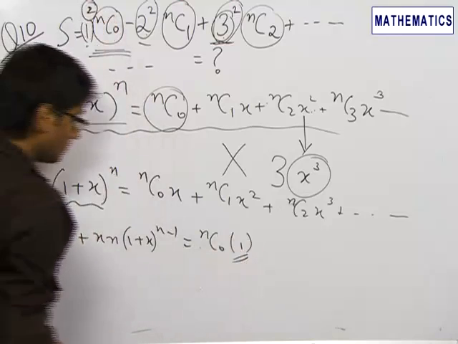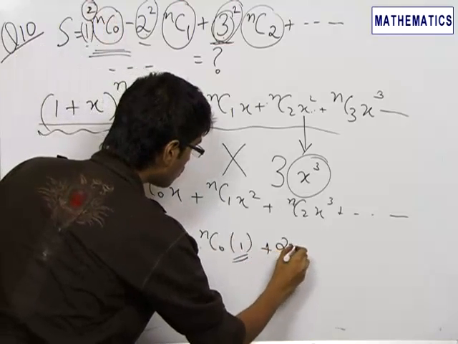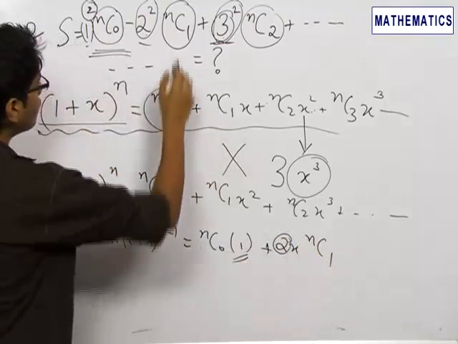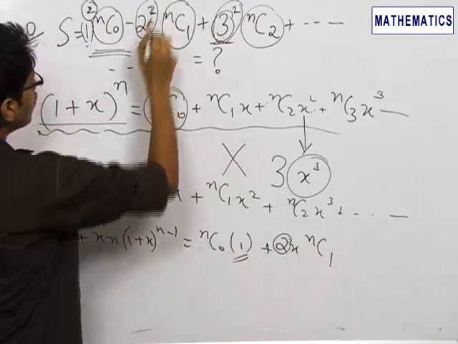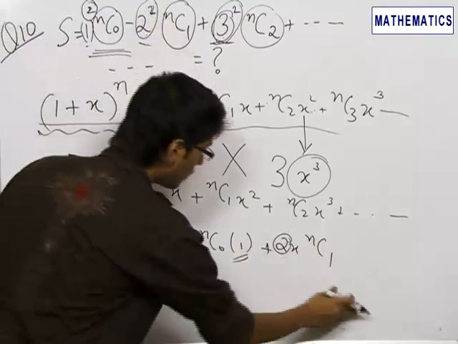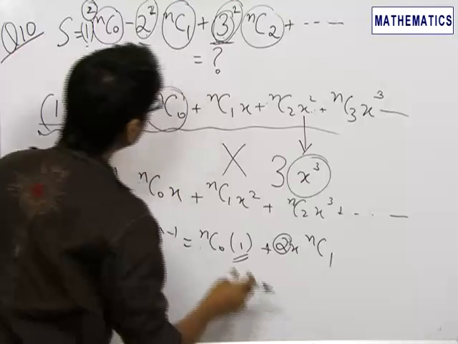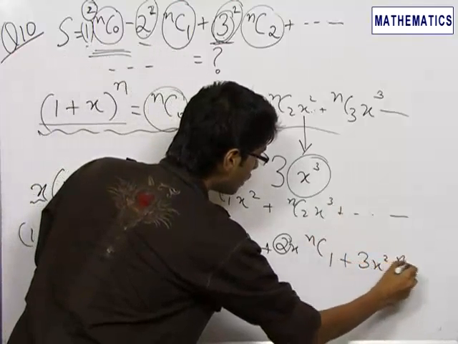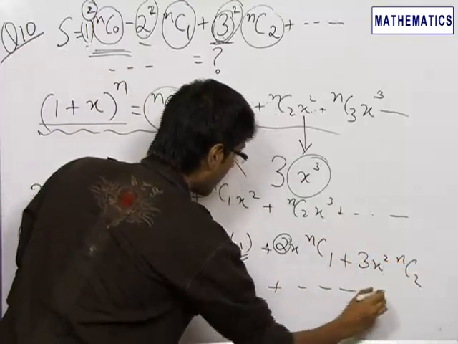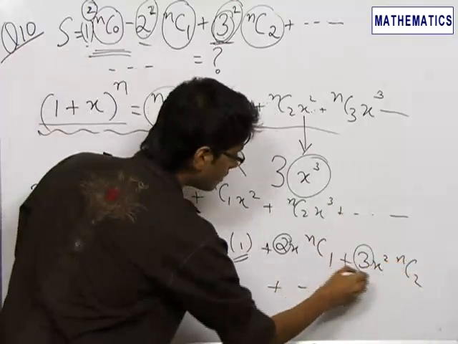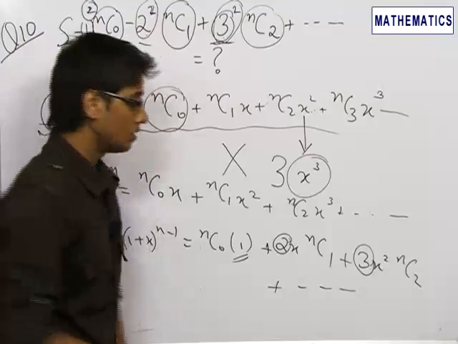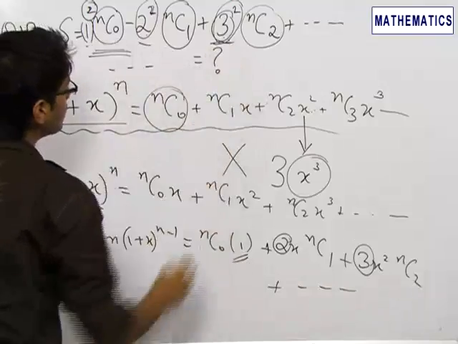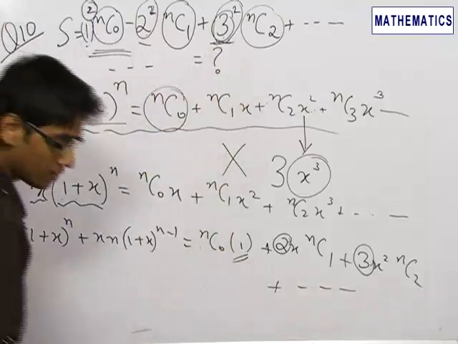We want one more 1. Plus 2x into nC1. We have got one of the 2's in front of nC1. We just require one more 2 in front of nC1. So definitely this method is correct as it is leading to our answer. Plus 3x square into nC2 and so on. Now we can again see we have got one of the 3's in front of nC2. We now just want to bring one more 3 in front of nC2 in order to prove our answer.